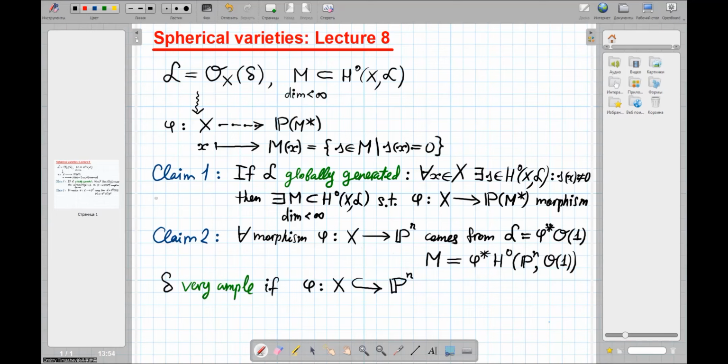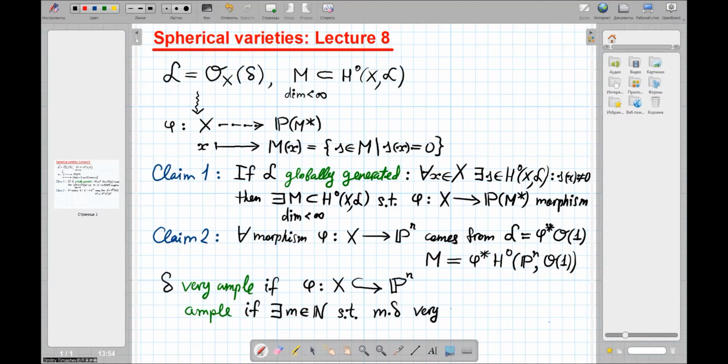And a weaker property: the divisor delta is said to be ample if some multiple of it is very ample. Some positive multiple of it is very ample. If there exists a natural number m such that m times delta is very ample.